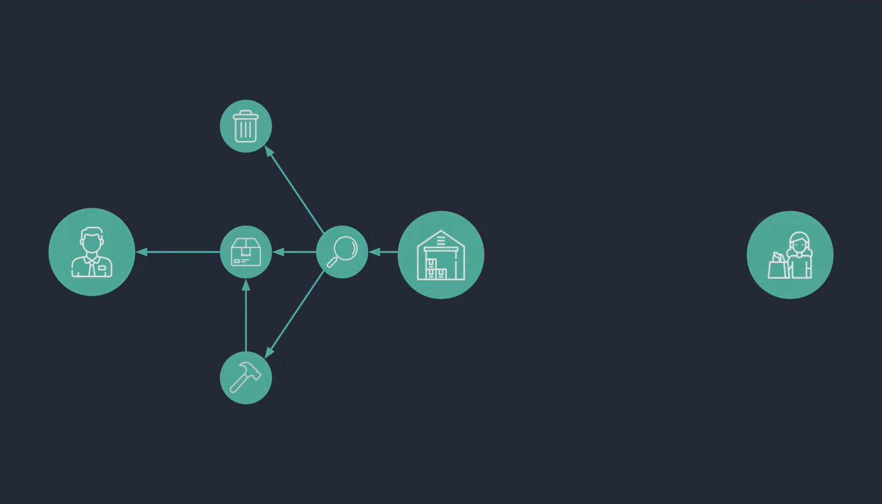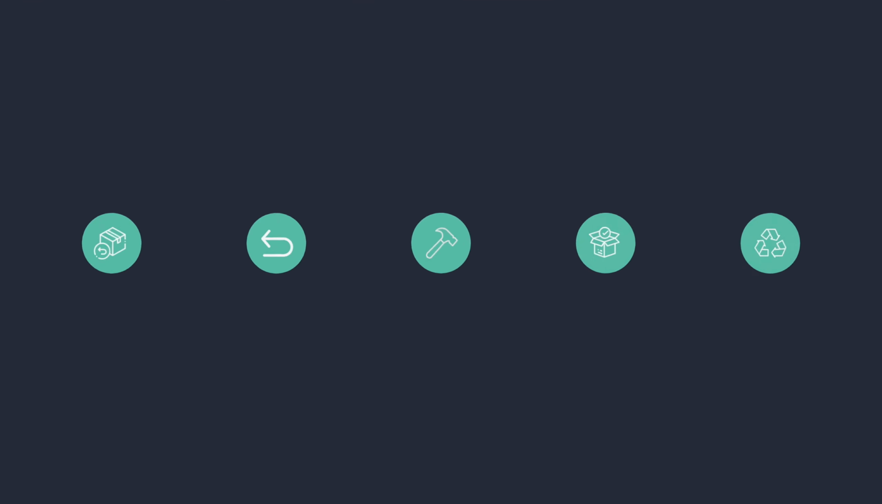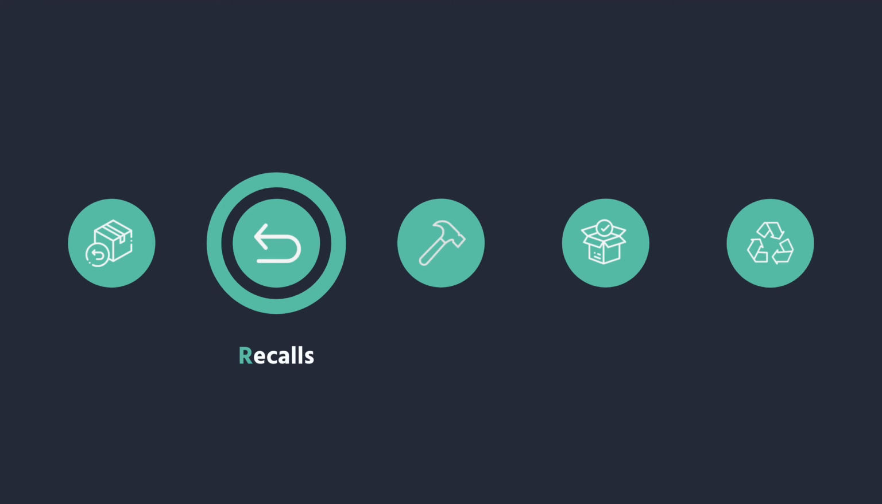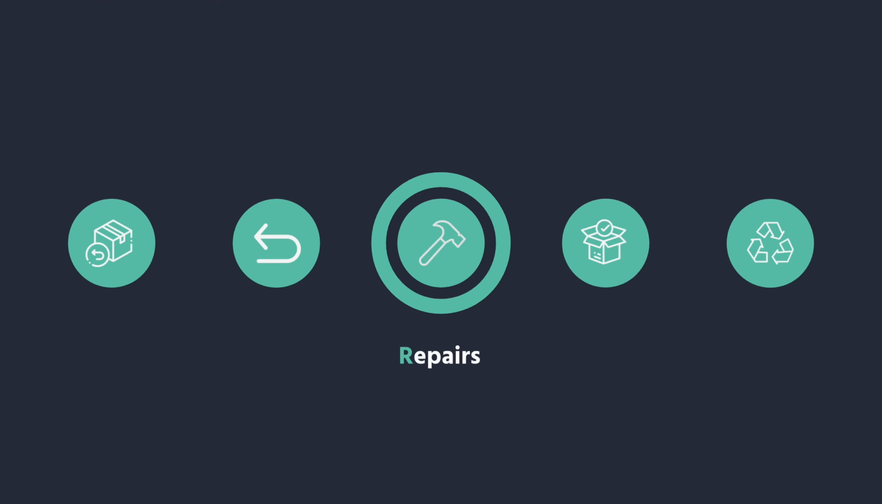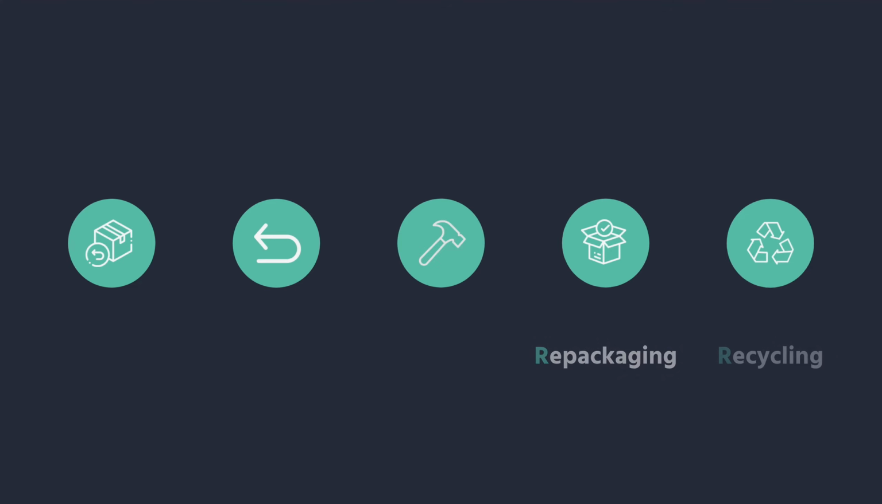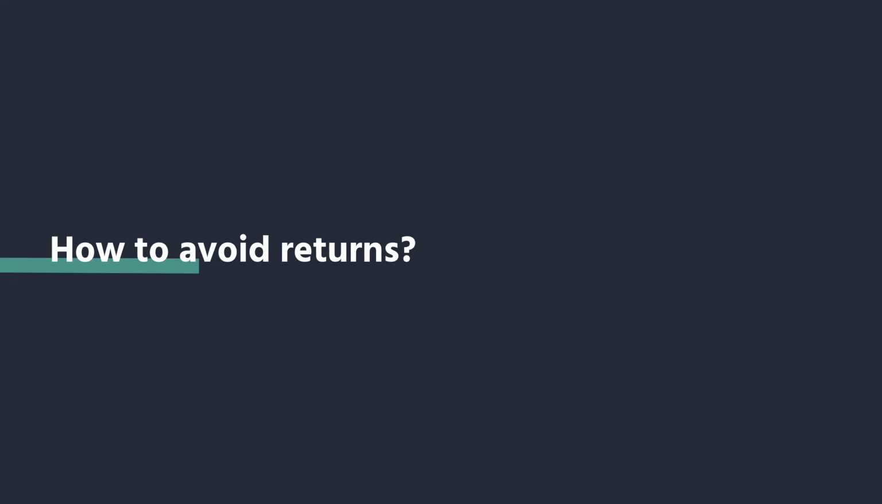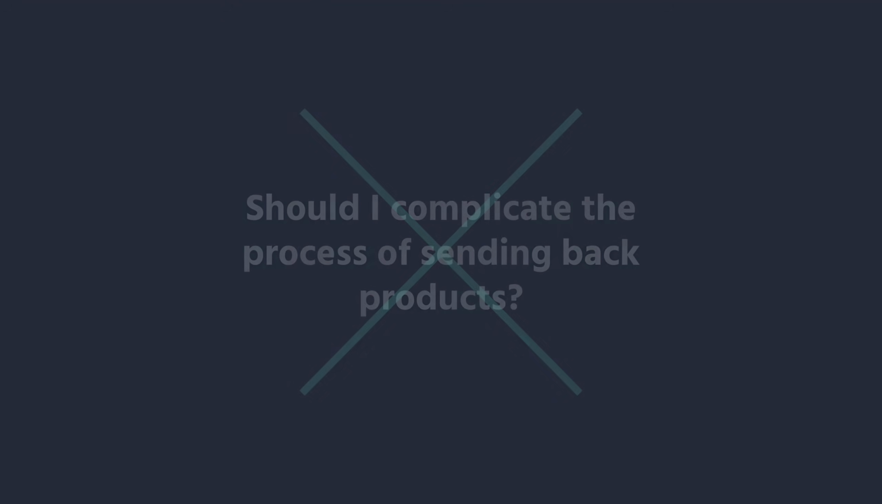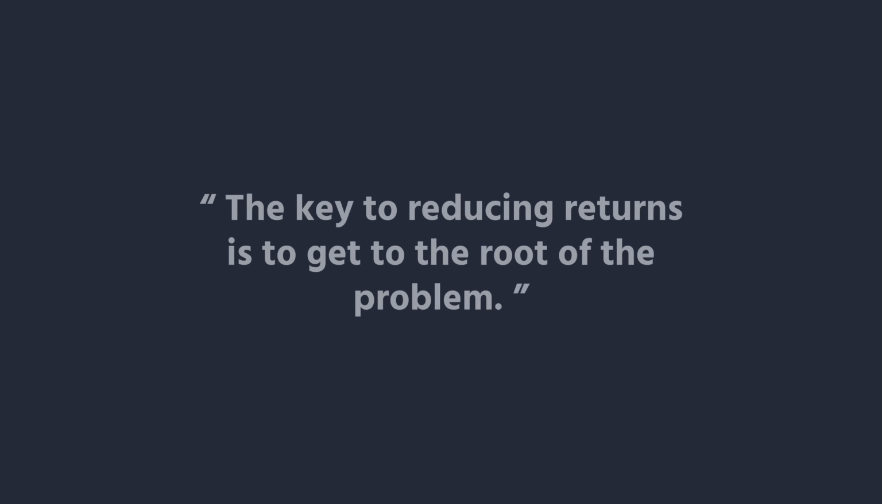Logistics experts often refer to this process as the 5 R's of reverse logistics, namely returns, recalls, repairs, repackaging, and recycling. However, as an e-commerce merchant, your primary goal is to avoid returns. Spoiler alert, complicating your returns process is not a good solution. Instead, get to the bottom of your customers' issues and solve the structural problems.